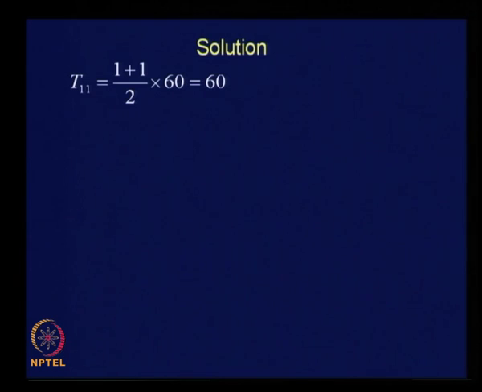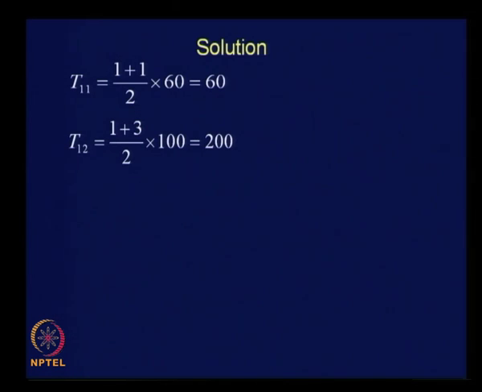T11, what is the growth factor for zone 1? It is 1 both for production as well as attraction. So (1 plus 1) by 2, and the cell value was 60, so it is 60. T12, 1 and 3, isn't it. For zone 2, the growth factor was 3 both for production as well as attraction. So (1 plus 3) by 2 into the cell value, which was 100, so we get 200. Are you able to appreciate?